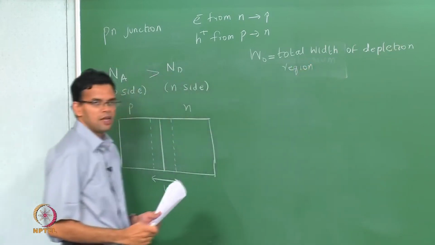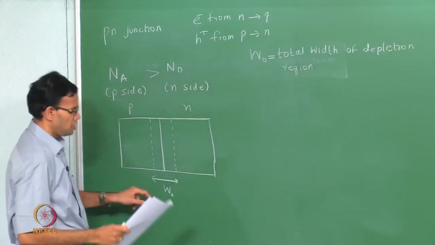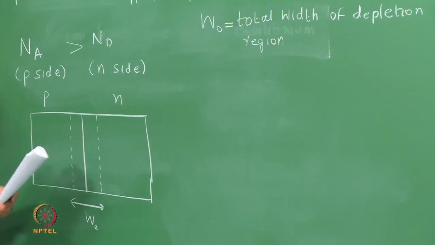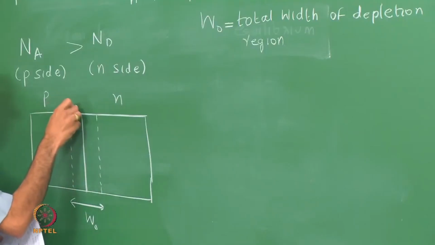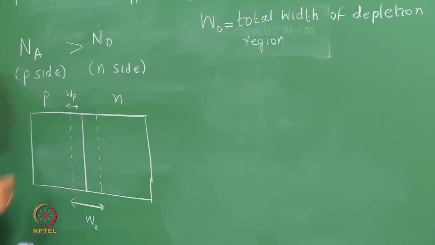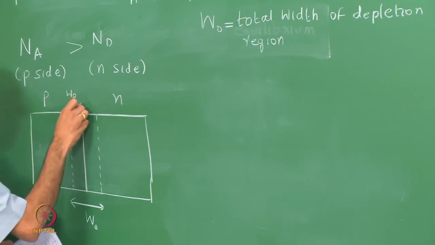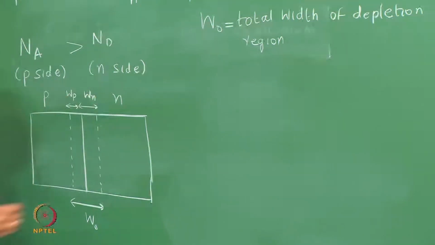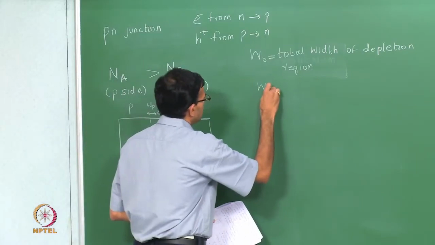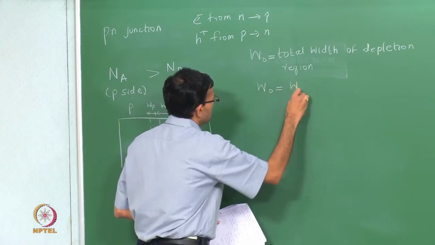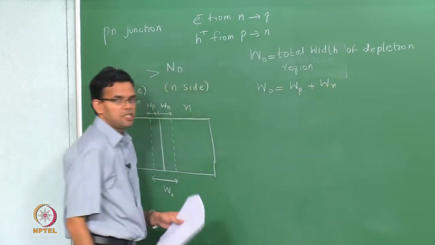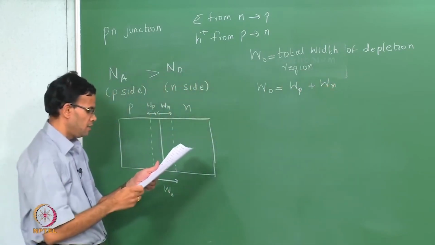So, this forms at the interface of the p-n junction, and it extends to both the p and the n side. So, you have some width on the p side, let me call it Wp, some width on the n side, Wn. So, that W naught is just the sum of the depletion region in the p side and the depletion region on the n side.